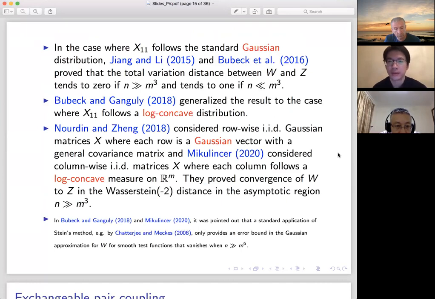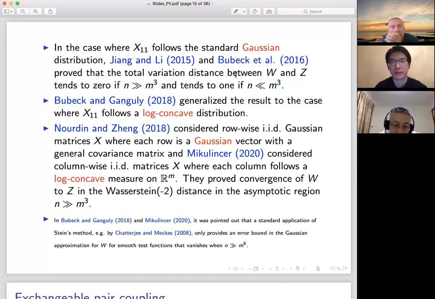So this problem was studied independently by Jiang and Li and Bubeck, assuming these entries x11 of the matrix X follow a standard Gaussian distribution. They had different motivations: this is from random matrix theory, this is from random graph theory. They found this critical value. If n is of larger order than m cubed, then W is close to Z in total variation distance. And if n is less than that, you don't have approximation.